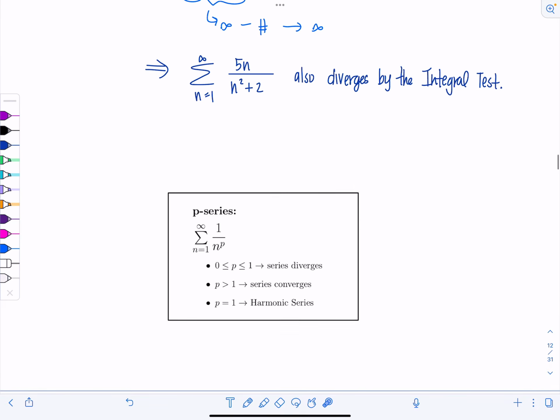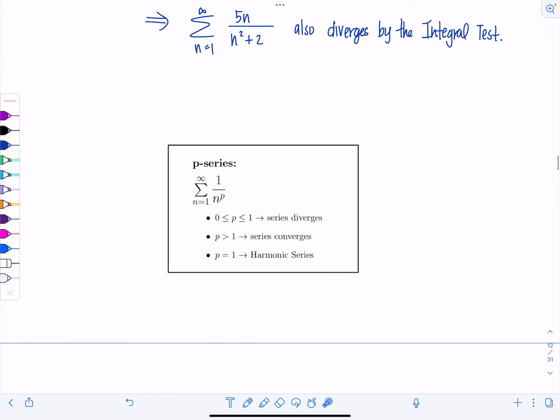Now, using the integral test, we can prove that a special type of series converges or diverges, and that's the p-series. So a p-series has the following form. It has to start at 1 or later, but not at 0, because it has the form 1 over n to the p. If n is 0, then this is undefined, so we don't start there. It's 1 or later, and then you have n to the p. If p is between 0 and 1 inclusive, this series diverges. We know this from the integral test. If p is greater than 1, it converges.